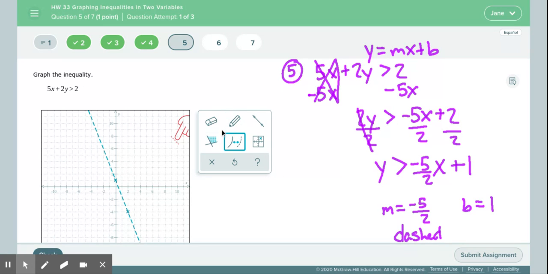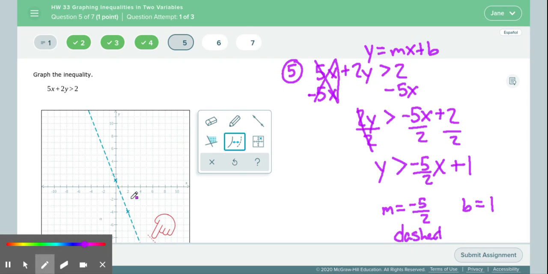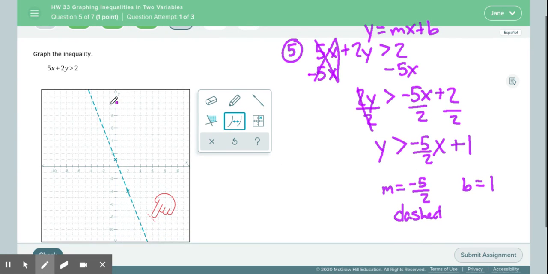So once again, I don't have any solutions right now. I don't have anything on my graph that's telling me where my solutions lie. This is telling me that this is splitting my graph, but are my solutions over here to the left of it, or are they over here to the right of it? So to determine where those solutions are going to be, I need to do a test point. Pick any point that is not on the line.